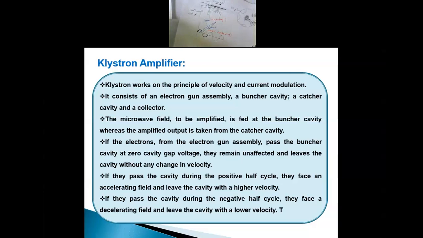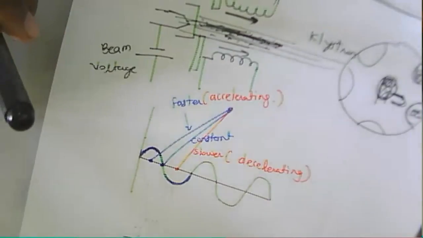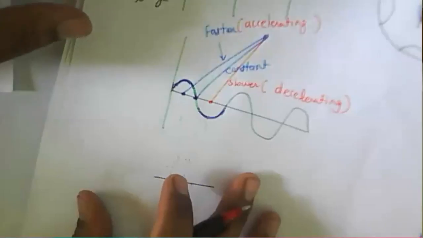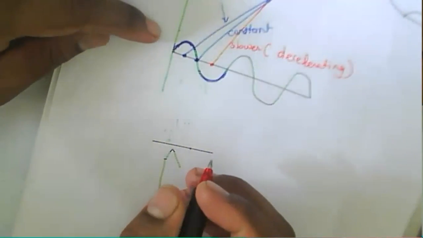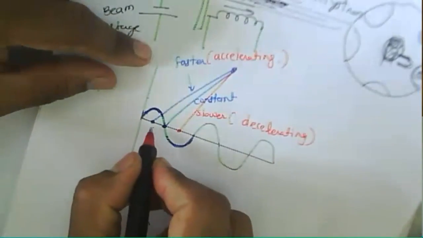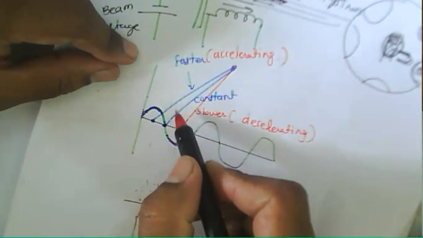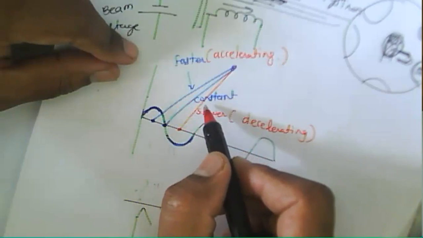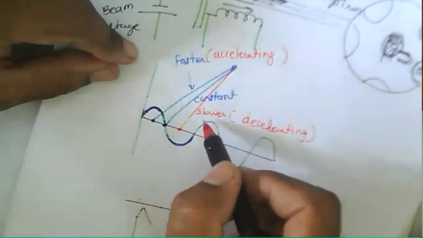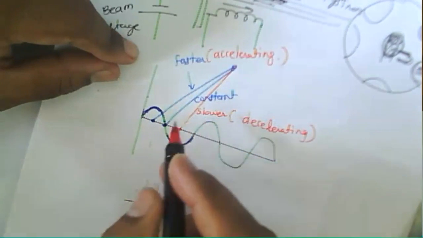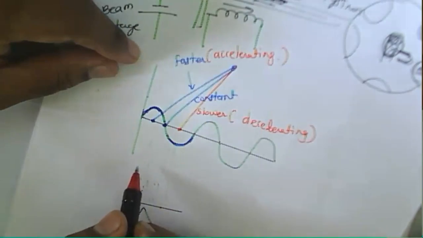Now, if you consider that acceleration of the electron and deceleration of the electron take place inside the cavity, now you come to the topic here. Because of this field, the electron will be accelerating and decelerating there. Acceleration and deceleration of the electron means the electron gets velocity.